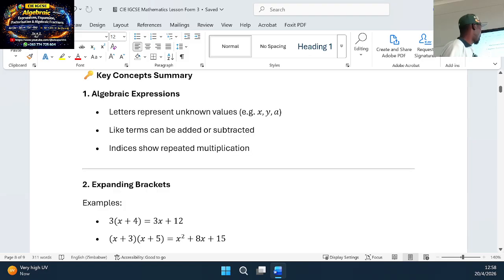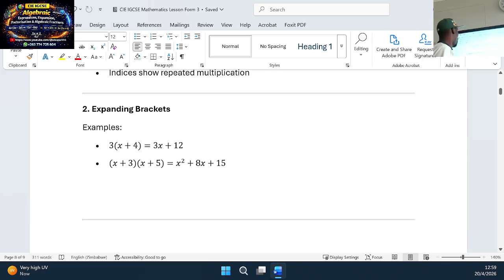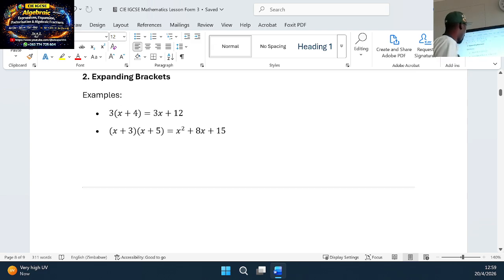Now, things that we might need in this process: we might need familiarization with the letters that we use, e.g. X, Y, A, B, you name them, and when they come in small letter form. Also, like terms can be added or subtracted. This will lead into simplification of expressions. Also, when we come to the idea behind indices, when you are multiplying common letters, laws of indices can apply. Then we have examples there.